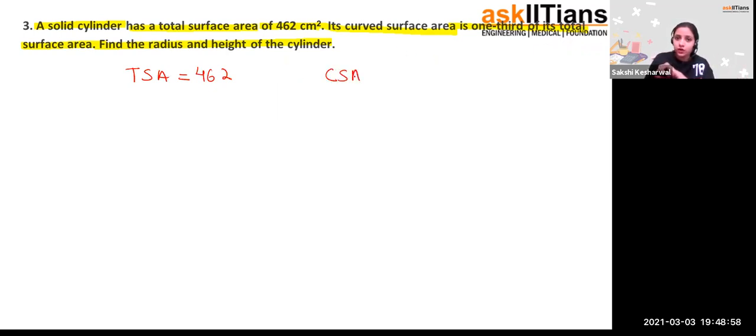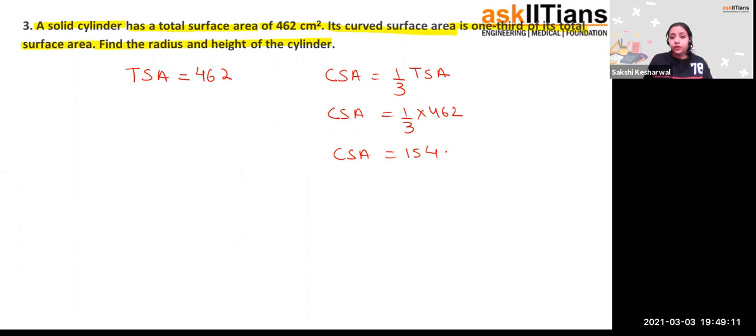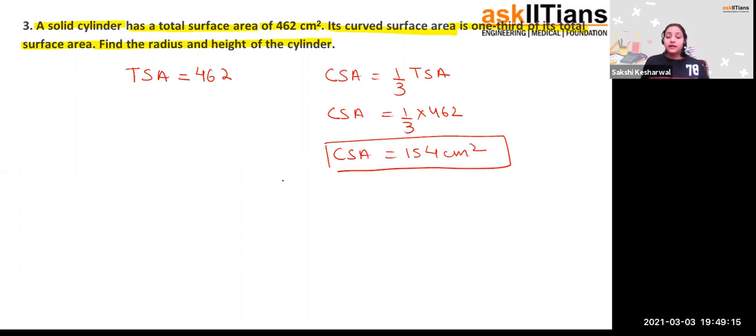Now, it says that the curved surface area is 1/3 of the TSA. So CSA is 1/3 of TSA, right? Now, can I say that CSA will be equals to 1 by 3 into 462, which is equals to 154? Yes or no? 154 centimeters square, right or not? Now, we have to find the radius and the height.